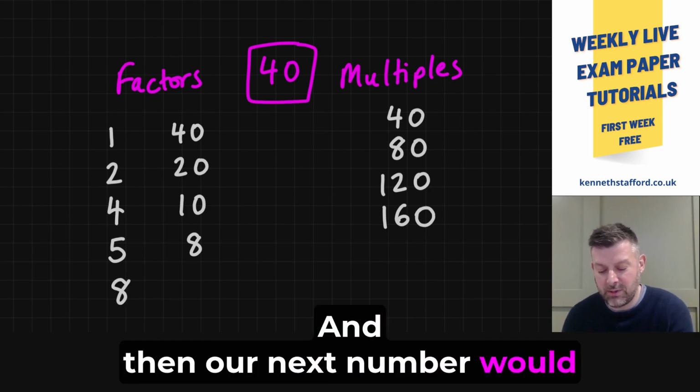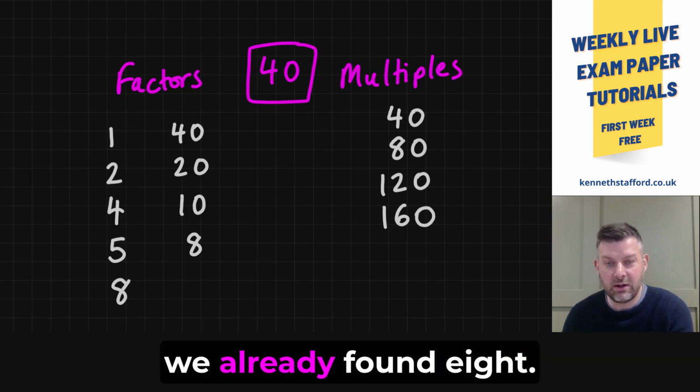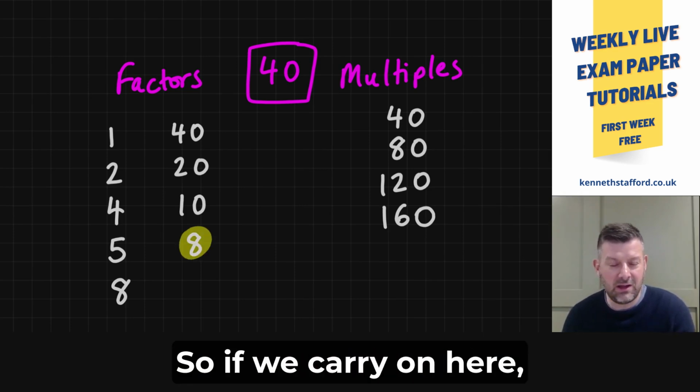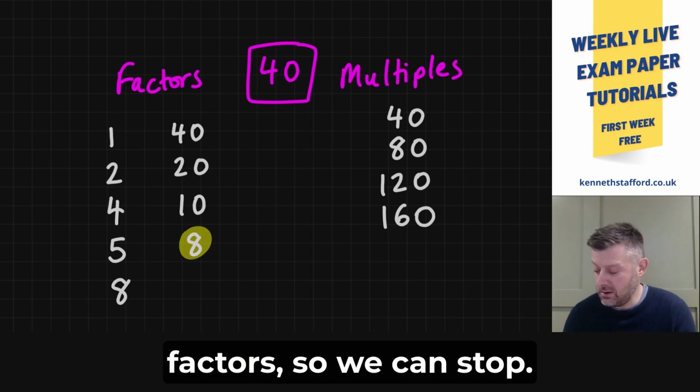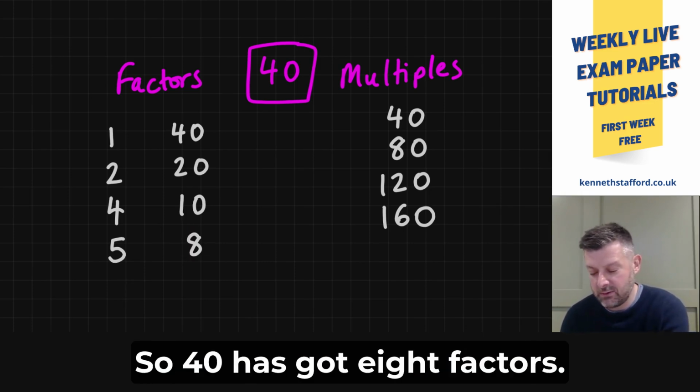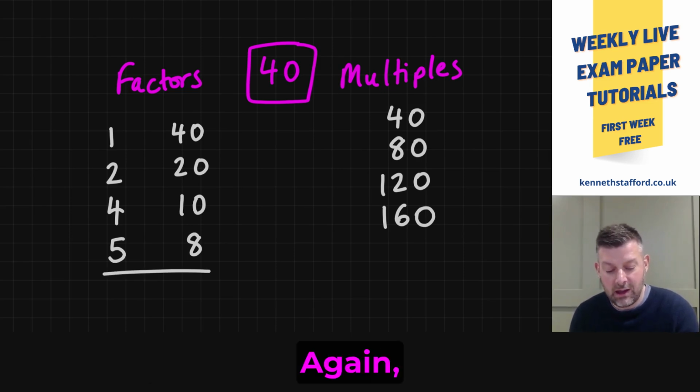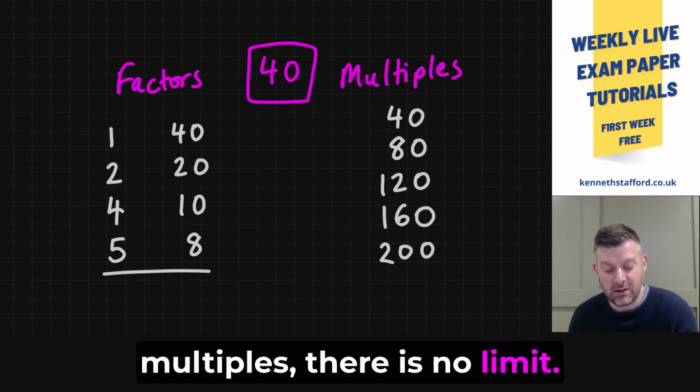And then our next number would be 8. Now, if you notice, we already found 8. So if we carry on here, we're not going to find any new factors, so we can stop. So 40 has got 8 factors. Again, if we were to carry on the multiples, there is no limit.